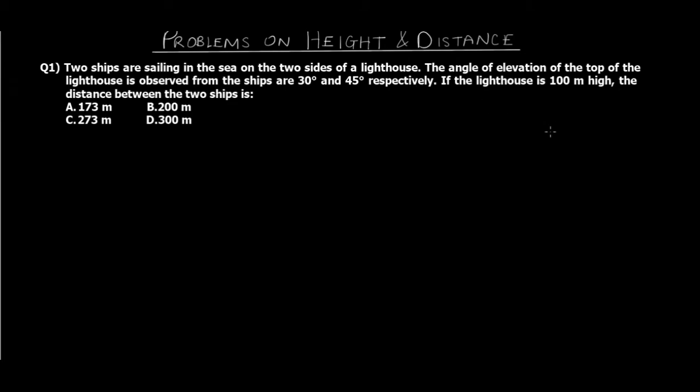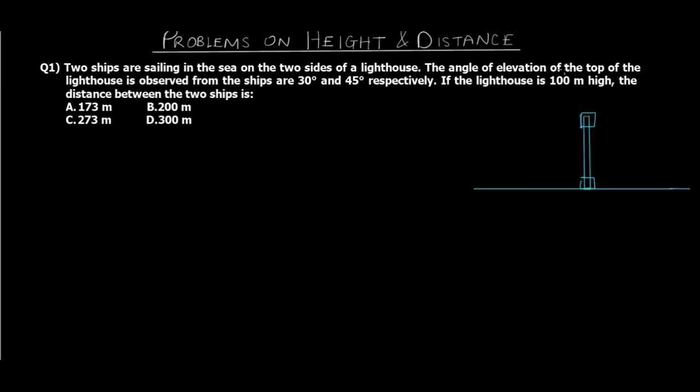So let's try to diagrammatically visualize this question. So we have a lighthouse. I'll just draw a lighthouse over here. There are 2 ships sailing in the sea on 2 sides of the lighthouse. Let's say this is the sea, and there are 2 ships which are sailing on both the sides.